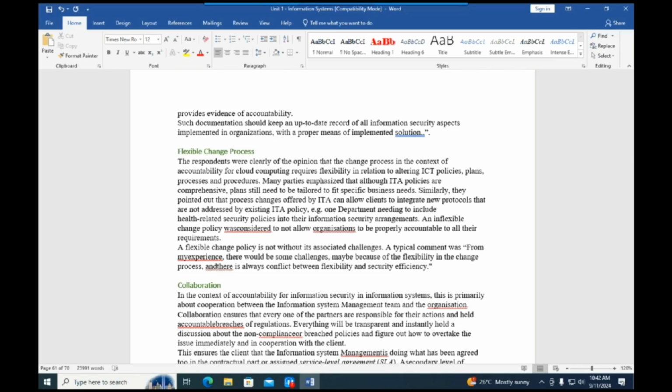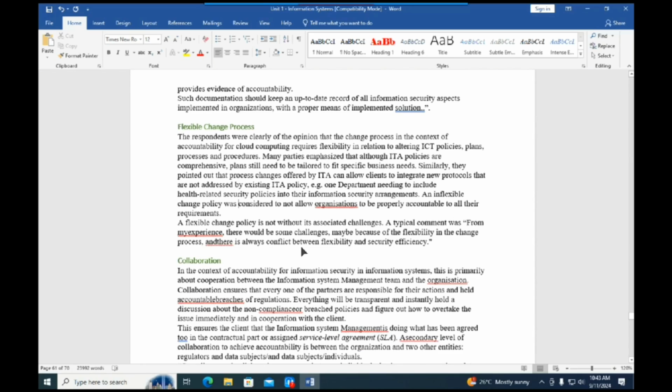So this is talking about, or it is introducing, a flexible change policy, since an inflexible change policy does not allow organizations to be properly accountable to all their requirements. So when you have a flexible change policy, it is not without its associated challenges. The policy is flexible, yes, but it has challenges that it brings. Okay.